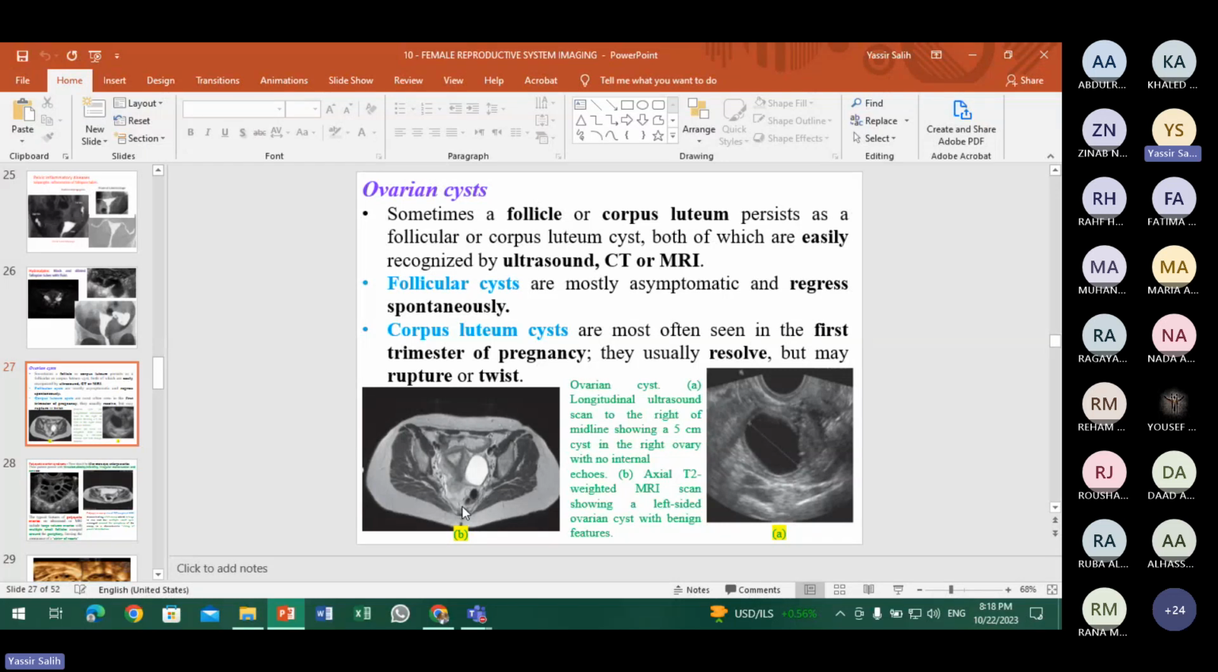Ovarian cyst is very common, a very common abnormality. Sometimes this cyst may be a follicular or corpus luteum cyst, and it is easily evaluated by ultrasound, CT or MRI. But we always use ultrasound, and you can assess this ovarian cyst very easily by ultrasound. It can also be assessed by CT or MRI. The follicular cyst, of course you know, is mostly asymptomatic and regresses spontaneously. The corpus luteum cyst is most often seen in the first trimester and also usually resolves, but may rupture or twist sometimes.